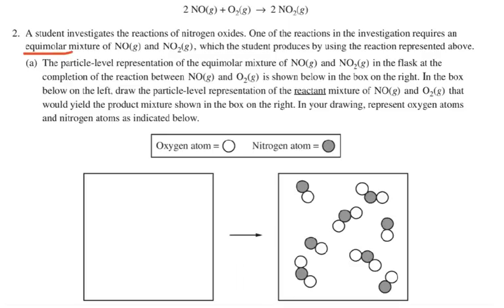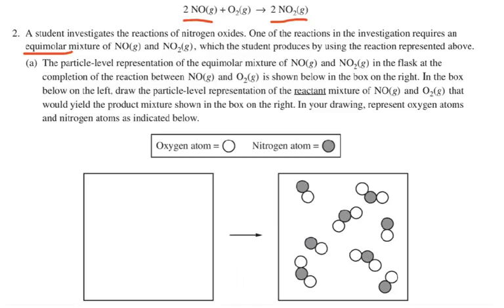Be sure to go over what equimolar means. We have the same number of moles of NO and NO2 in our final product, which the student produces by using the reaction represented above. So for every 2 NOs, they can get 2 NO2s by mixing with oxygen. The particle level representation of the equimolar mixture of NO and NO2 in the flask at the completion of the reaction between NO and O2 is shown below in the box on the right.